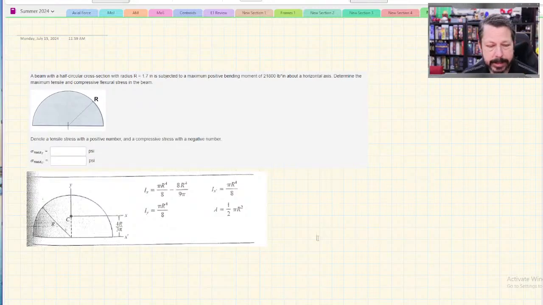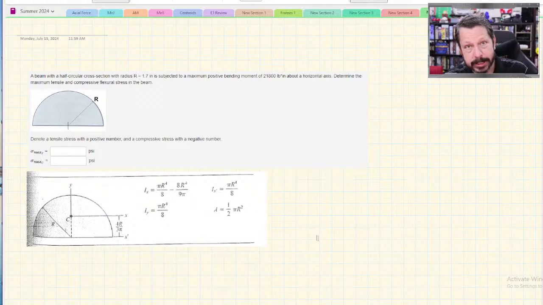There we go. All right. So the problem is actually telling us that this is the cross section of some beam. Normally you don't have beams that are half circles, but we do here. This particular one has a radius of r equals 1.7 inches, and they didn't give us the loading scenario at all. They just told us that the maximum bending moment is 21,800 inch-pounds about a horizontal axis, so the x-axis. So when they give us this maximum positive bending moment, maybe they drew the shear and bending diagram or whatever. Somehow they found where this maximum bending moment is.